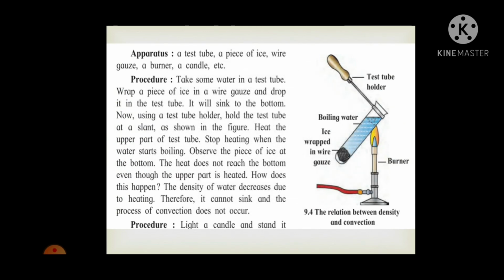This is the last example. Radiation I will be continuing in the next part. Now here we have taken a test tube, a piece of ice, wire gauze, a burner, a candle, etc. You are going to give me the answer in the comment box. I have explained the convection current, so now you are going to give me the answer in the comment box.